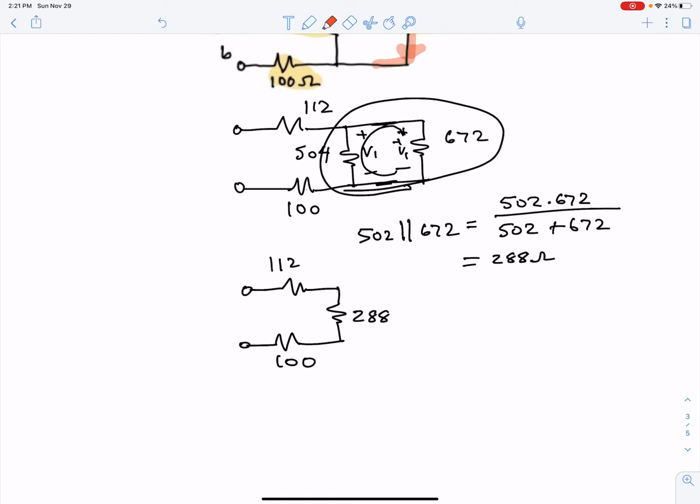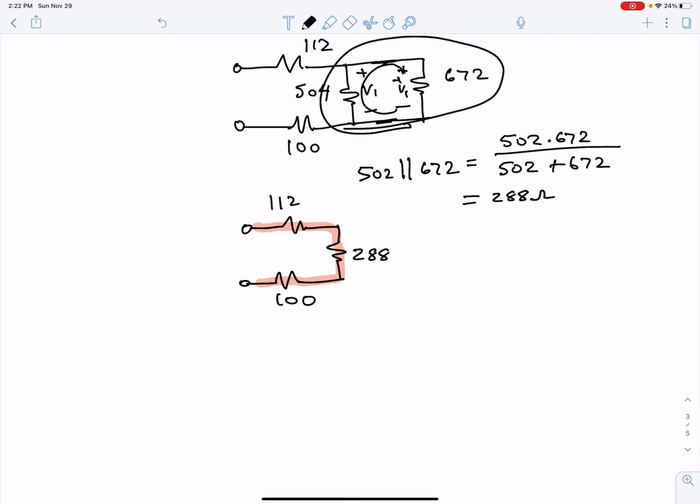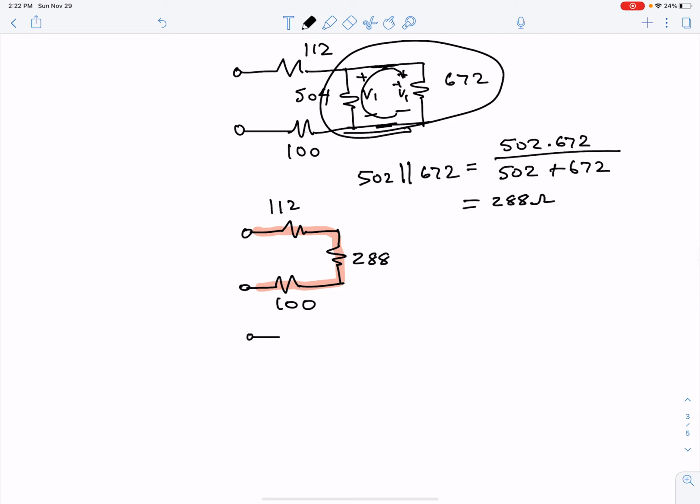Then I ask myself the question, well, what's next? Is anything in parallel? Is anything in series? I see here's the same current flowing through these. If there were current flowing, it would be the same current flowing through these. So those are in series, and I add those up, and the equivalent resistance would be the sum of these. So 112 plus 288 is 400, plus 100. This gives me 500 ohms.